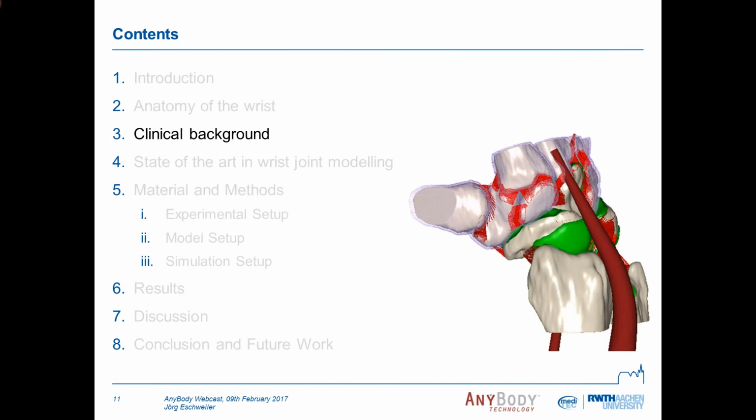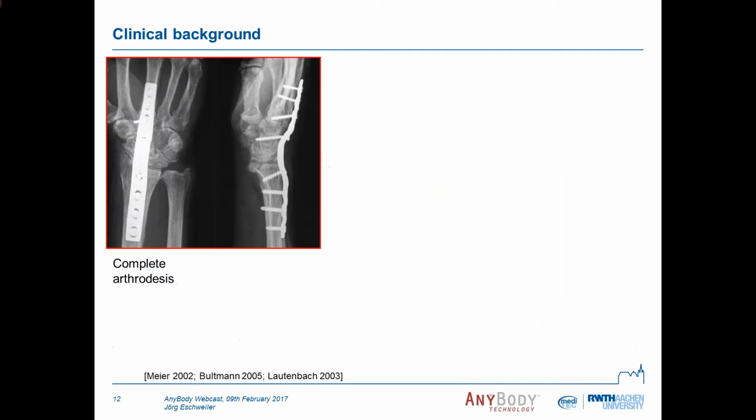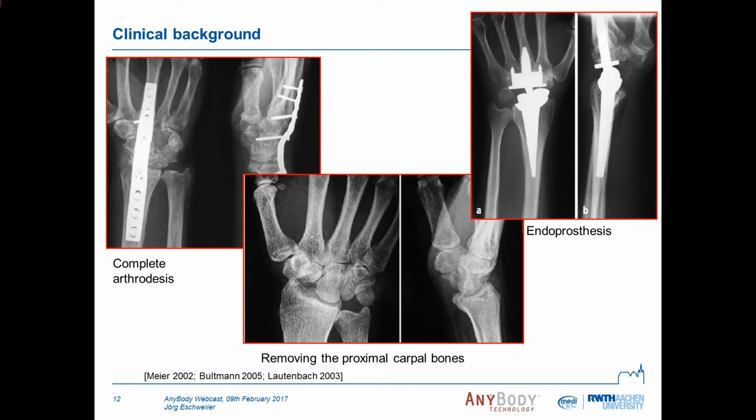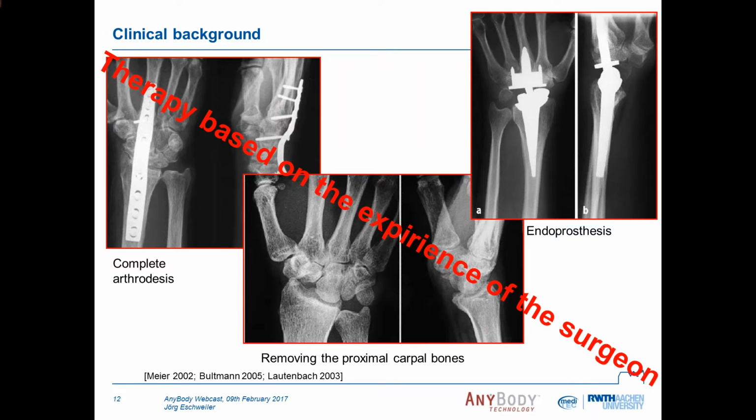That brings me to the clinical background. Up to date, the gold standard in clinical complex cases is the complete arthrodesis of the wrist joint. Further alternative interventions are the removal of the proximal carpal bones, the so-called proximal row carpectomy, where the complete bones of the proximal row are removed, or the supply with an endoprosthesis. The main problem here is often that the therapy depends on the experience of the surgeon.